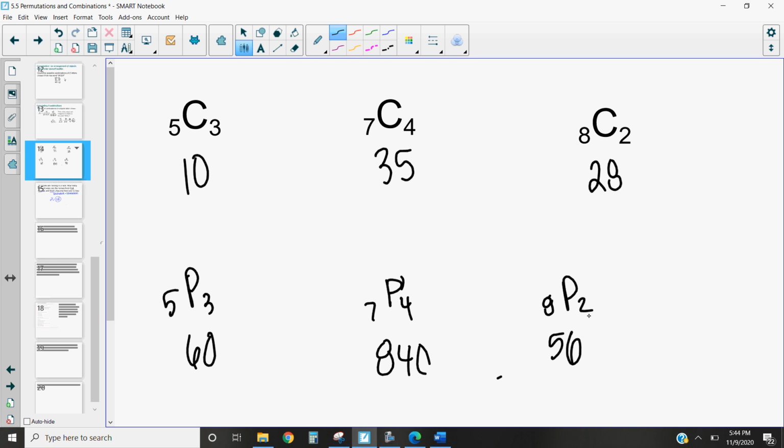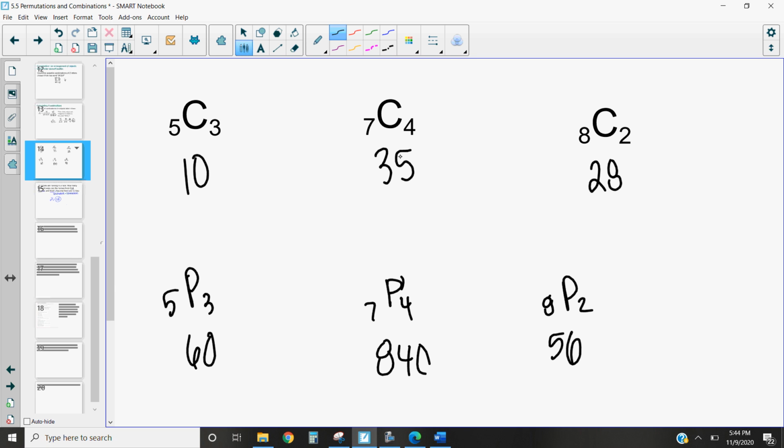So notice how these numbers vary so much. So our permutations versus our combinations divide by 2. This is a huge difference. The relationship between 840 and our 35 come out to be 24.